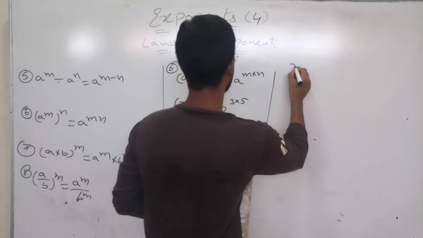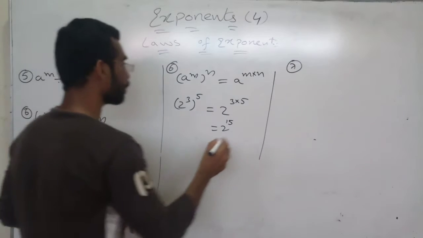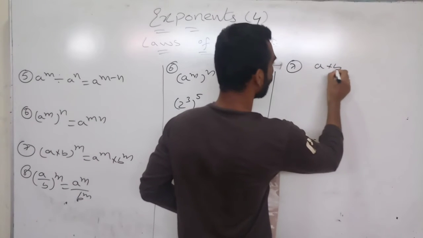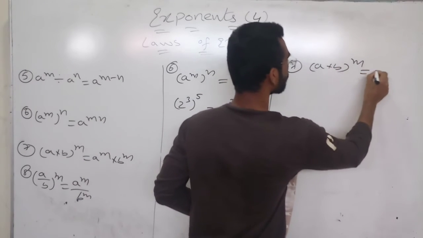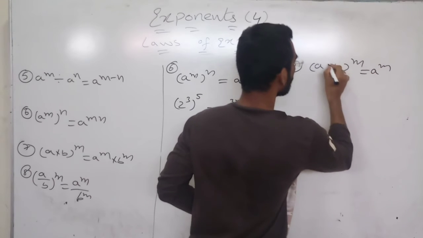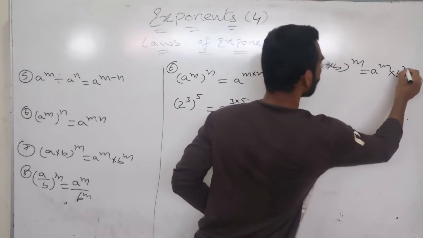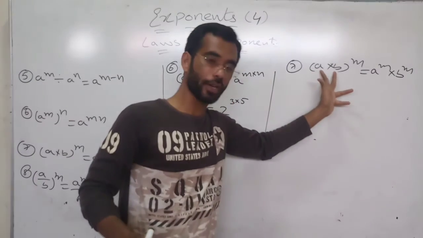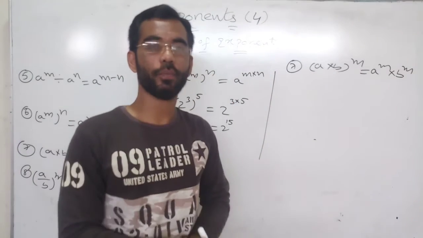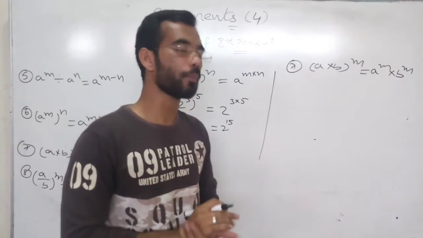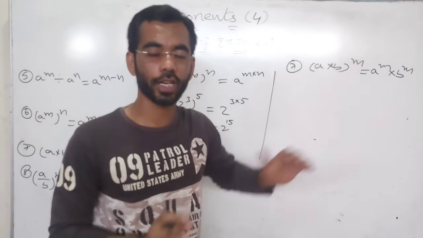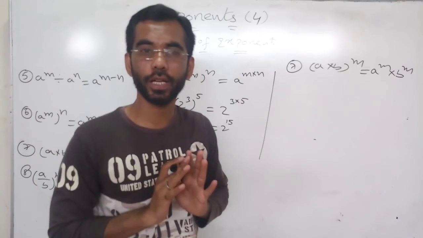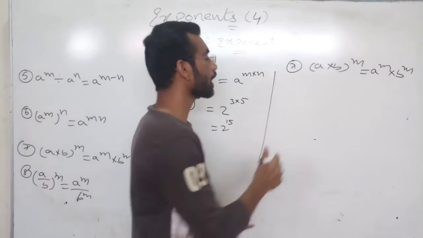Now we will see the seventh law. What does the seventh law say? a into b whole power of m is equal to a power of m into b power of m. See here, the bases are different. Bases are not same. If the bases are same, then we can add the powers. If the bases are not same, we cannot add the powers. So it can be separated.